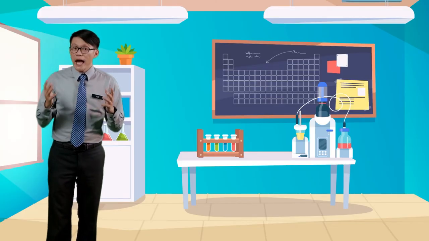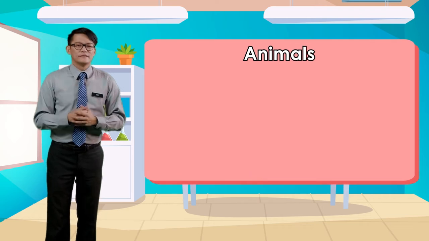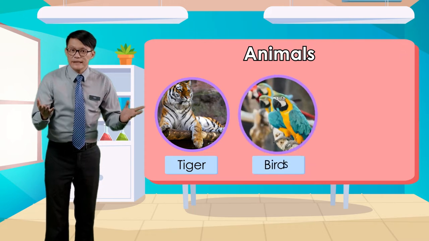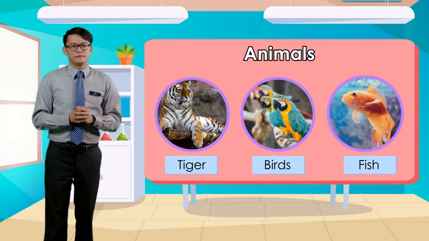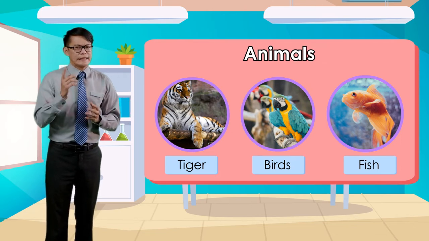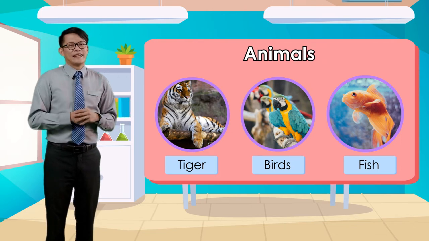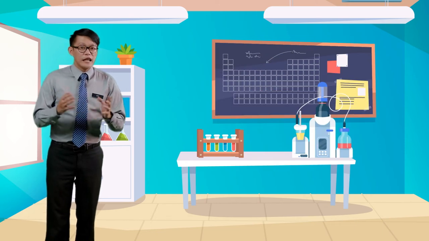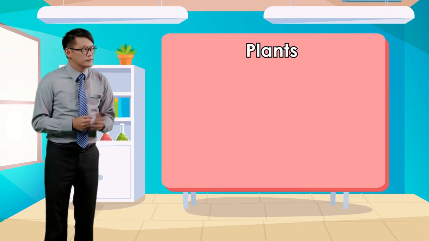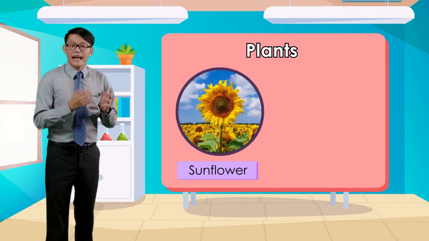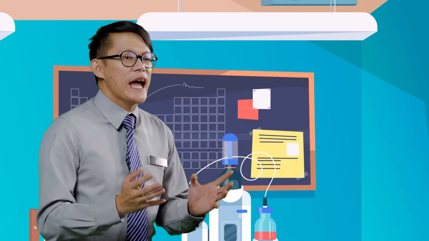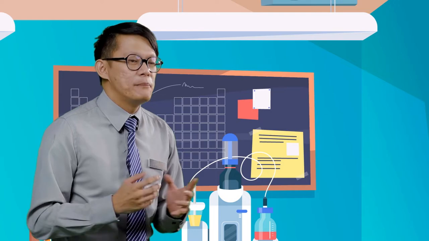Can you name some animals that you know? Yes, for example, tiger, birds, and fish. They are only a few of the many animals we know. Isn't that right? Besides animals, living things also include plants, for example, the sunflower plant and the orchid plant. And of course, there are many other plants besides these.